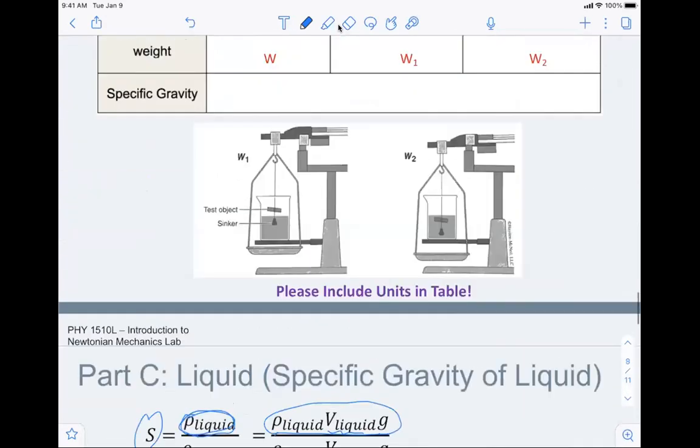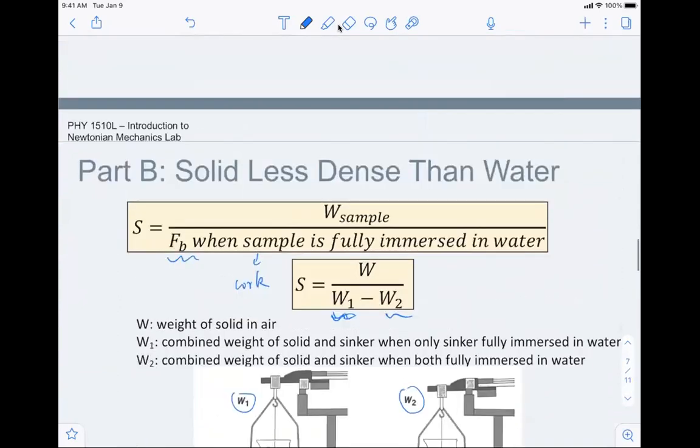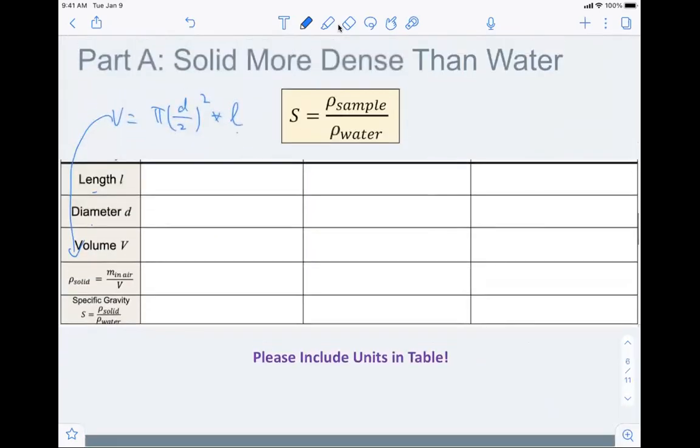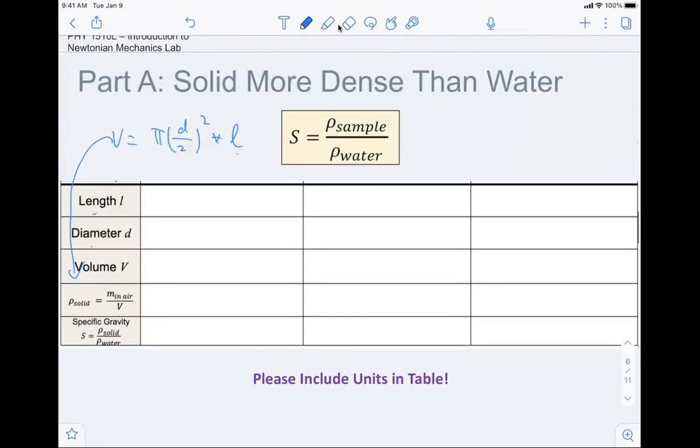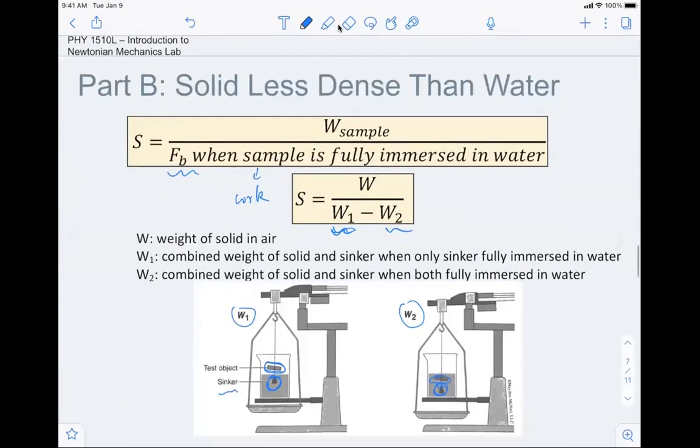Part A is measured objects. They showed 4 different objects. You choose 3, but make sure you include brass. And part B is the cork, and part C is the alcohol. Any questions?